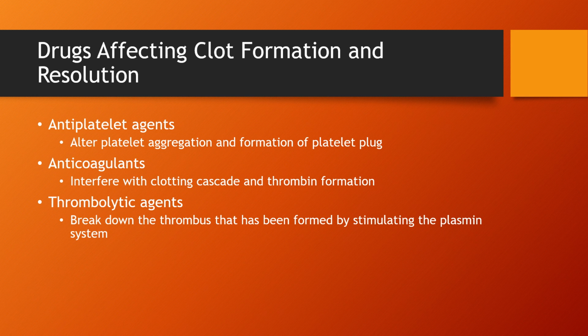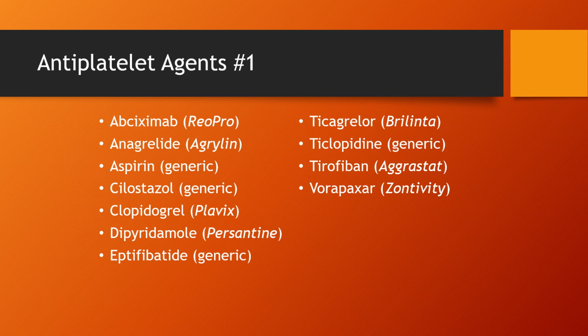Medications that affect clot formation and resolution are going to be your antiplatelet agents. These alter platelet aggregation and formation of platelet plugs. Anticoagulants will interfere with the clotting cascade and thrombin formation. And thrombolytic agents will break down the thrombus that has been formed by stimulating the plasmin in the system.